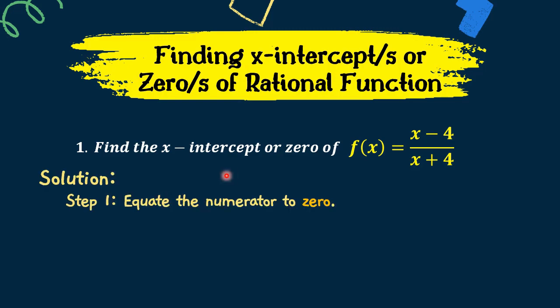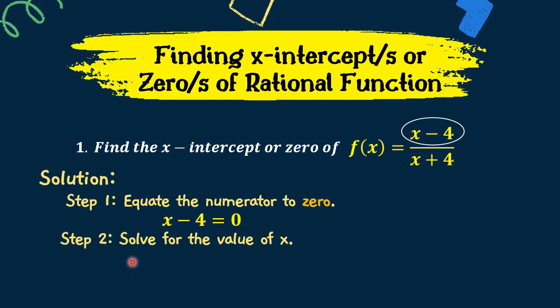To find the x-intercept, first we have to follow the steps. The first step is to equate the numerator to 0. From our example, we identify the numerator, which is x minus 4. We equate the numerator to 0 since we are looking for the zero of the rational function. We identify the value of x that will make the numerator equal to 0.